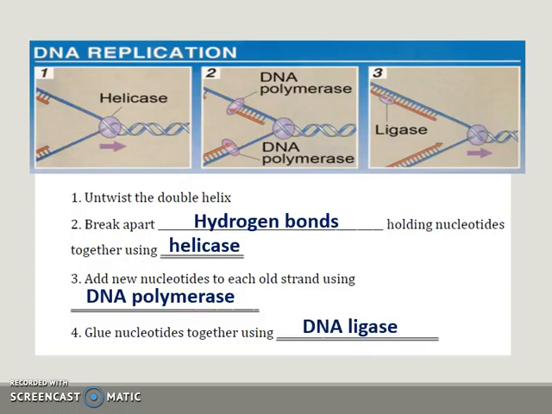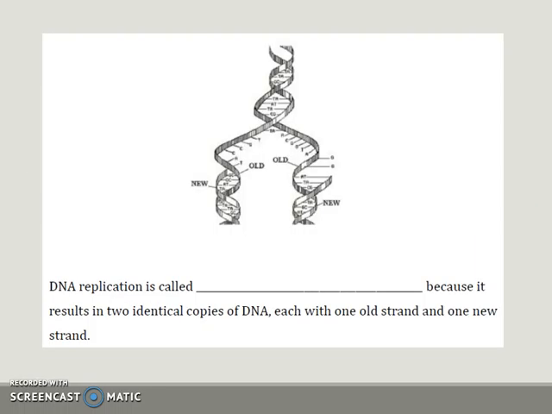And then finally, the nucleotides are going to get glued together using DNA ligase, because DNA polymerase only puts them on the strand, but we need to connect them. So we're going to connect them together using ligase. So that's another enzyme that's going to be responsible for putting the nucleotides together to form the two new strands of DNA. And this picture here shows us kind of what I just explained.